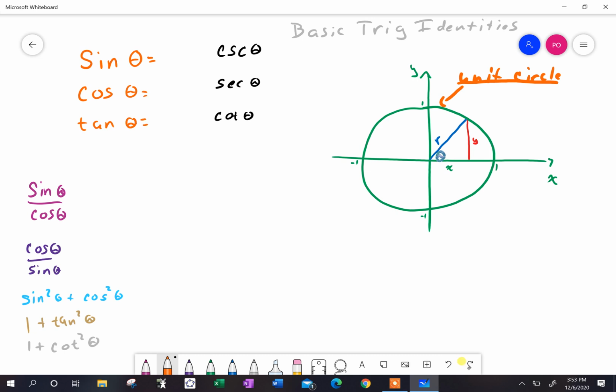Sine of theta. Sine is opposite over hypotenuse, which is y over r. The cosine of theta is the adjacent over the hypotenuse, which is x over r. And the tangent of theta is the opposite over the adjacent, which is y over x. So you do need to know those.